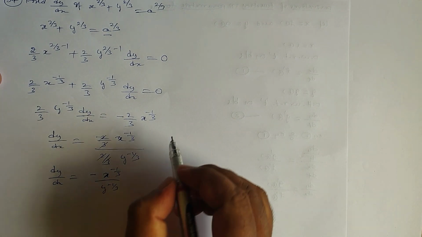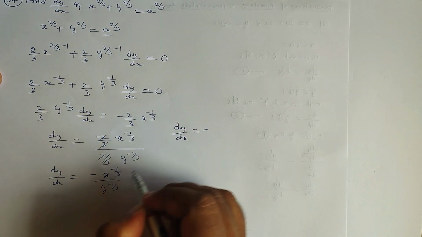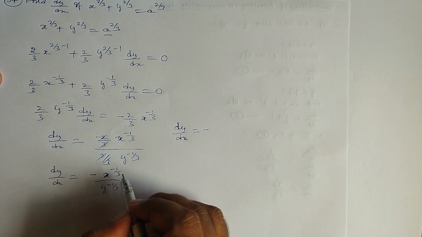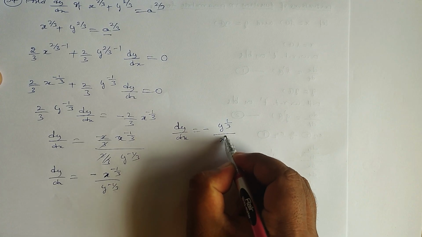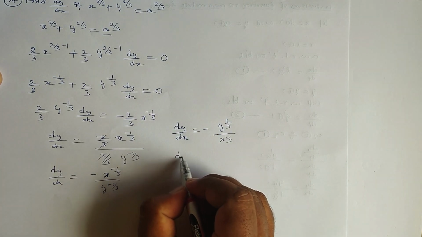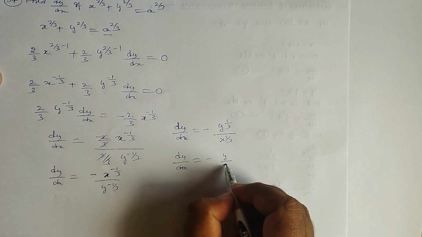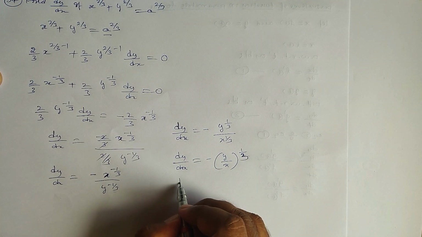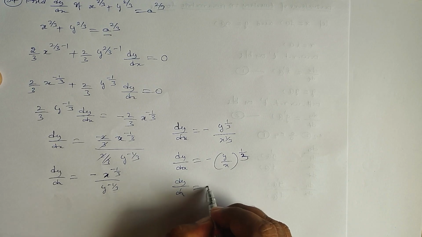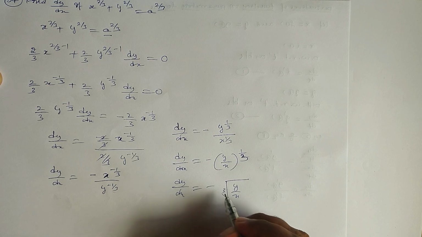Next, dy by dx is equal to minus, this term take to the denominator, this term take to this side, that becomes y raised to 1 by 3 divided by x raised to 1 by 3. Then dy by dx is equal to minus, can I write y by x raised to 1 by 3? That is dy by dx is equal to minus cube root of y by x.